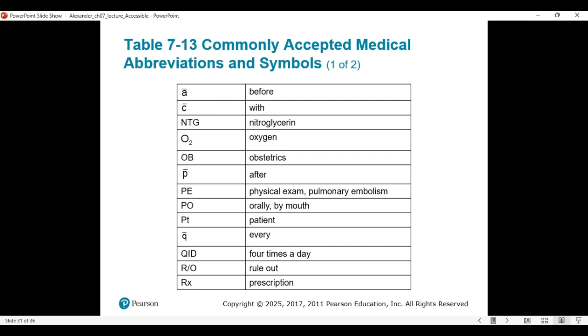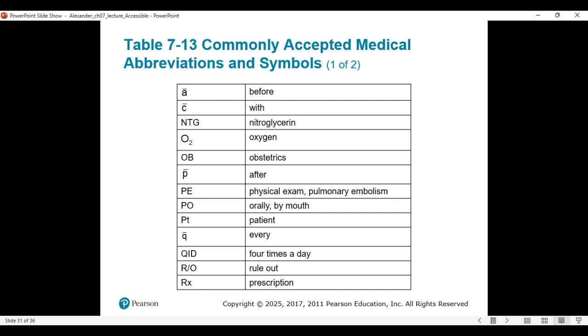An A with a line above it means before. A C with a line above it means with. NTG is nitro. O2, of course, is oxygen. OB is obstetrics. A P with a line over it is after. PE is physical exam or pulmonary embolism. PO means by mouth or oral. PT, of course, is the abbreviation for patient.